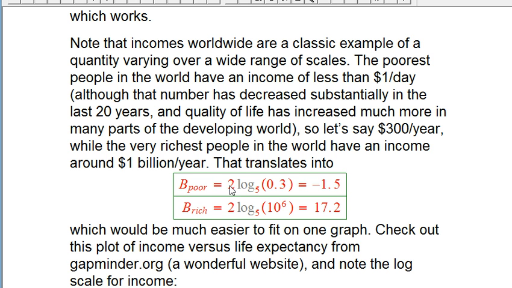So if you plug that into our formula, you get a negative blinginess for the 300 because they're under that 1,000 benchmark. Not super negative, but still negative. And the rich person has this astronomical income. Oops, that should be 10 to the 6th, because it's 10 to the 9th over 1,000. They're a million times richer than our baseline. And that gets a 17.2 blinginess. Now, that tames this incredible variation from 300 to a billion into not an unreasonable variation between a small negative number and a number that's less than 20.